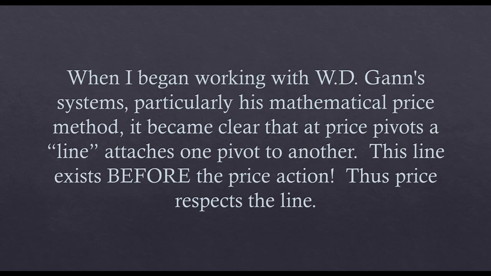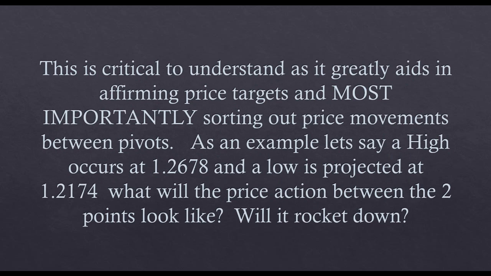When I began working with W.D. Gann's systems, particularly his mathematical price methods, it became clear that at price pivots, a line attaches one pivot to another. This line exists before the price action, thus price respects the line. This is critical to understand as it greatly aids in affirming price targets and most importantly, sorting out price movements between pivots.